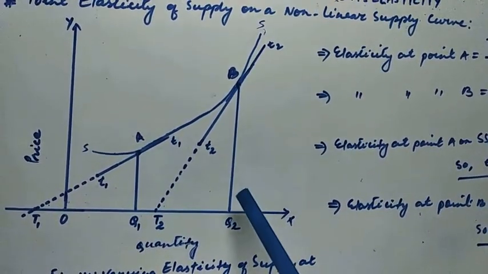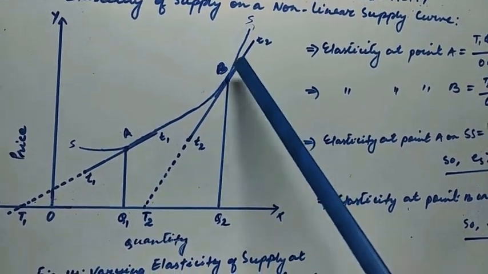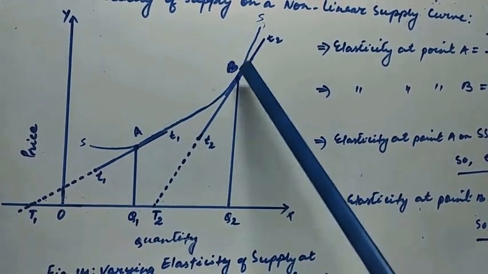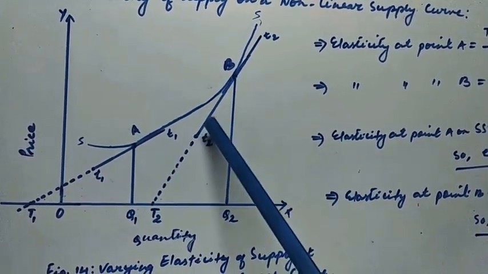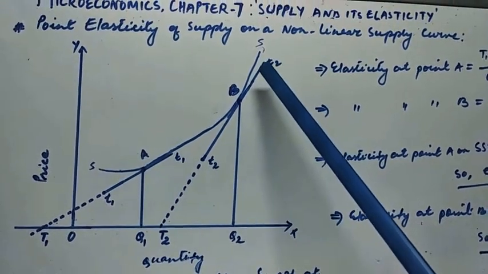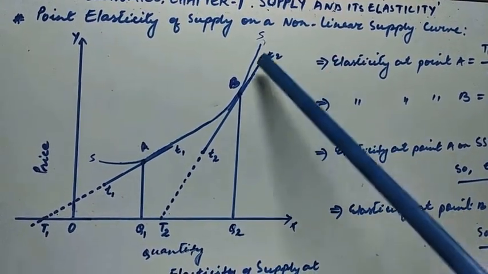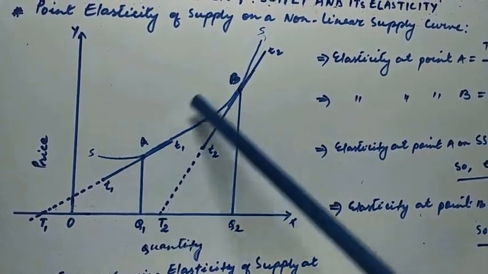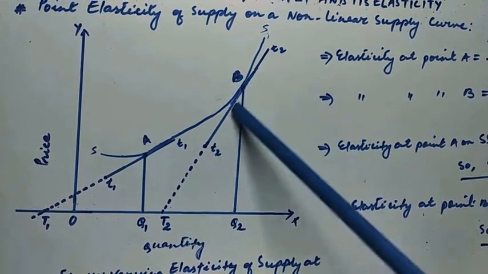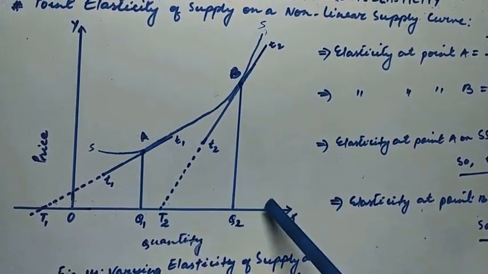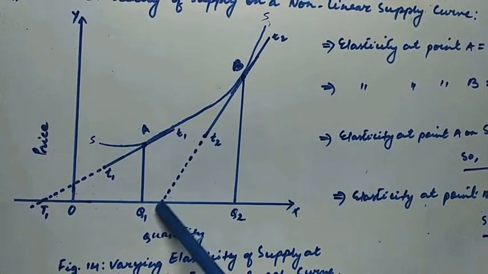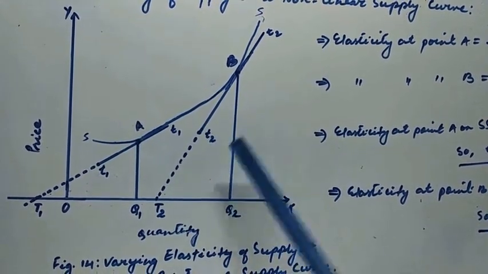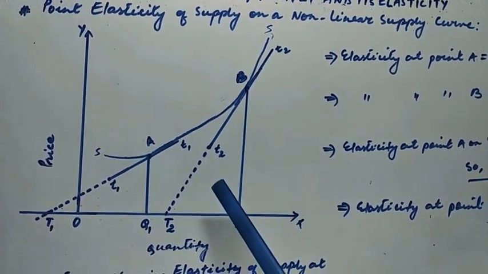Again, another point B is considered in this diagram. At point B, we have drawn a tangent line T2. In order to measure the point elasticity of supply, we extend this tangent line, which is drawn at the supply curve SS, towards the x-axis, touching the x-axis at T2. After extension, we can again obtain the elasticity of supply.